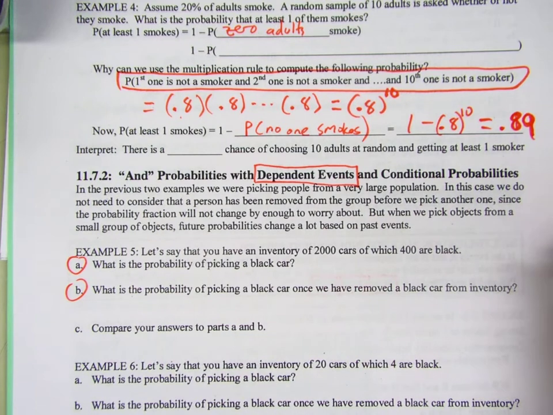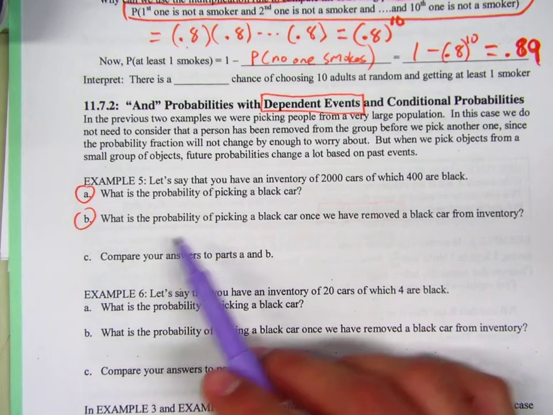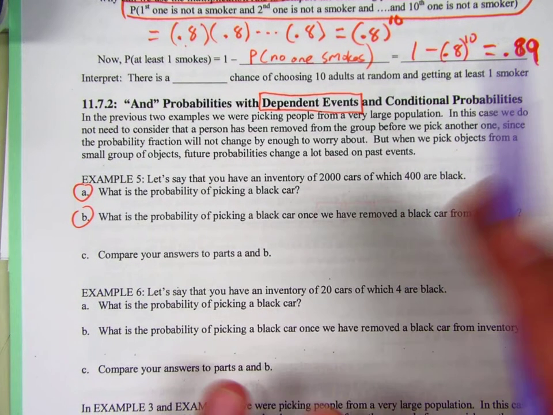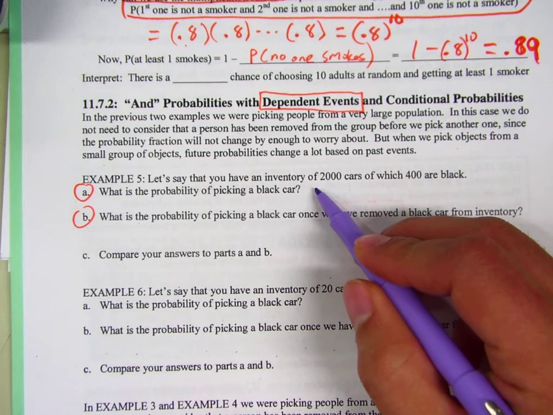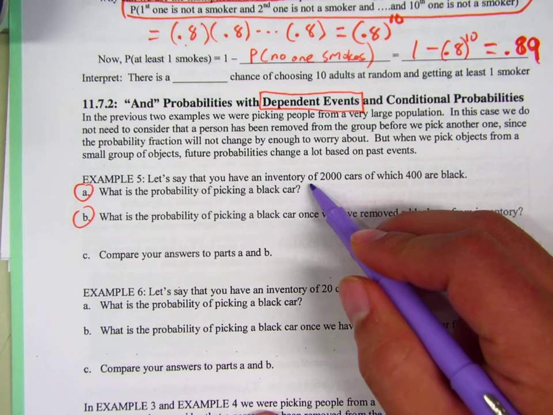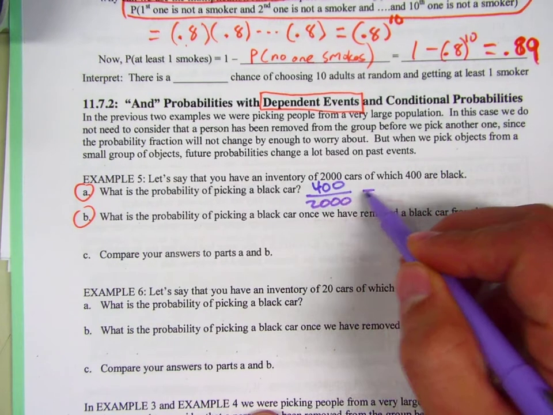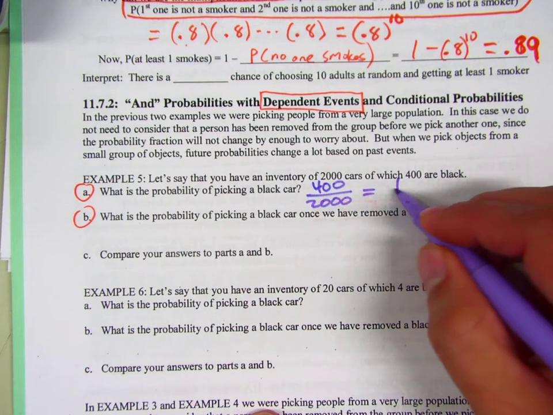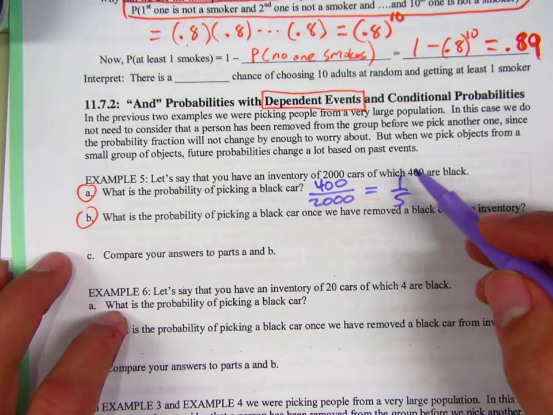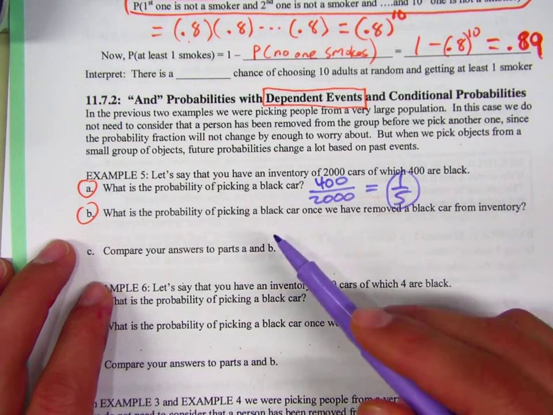All right. All right, let's talk about this one. So what is the probability of picking a black car from this? 25%. Okay, I hear lots of correct answers. Let's start from the beginning. It was originally 400 out of 2,000, which is the same as 1/5, which is the same as, if you want to do percent, 20%. Okay? I like writing out the original one because it'll help with part B.